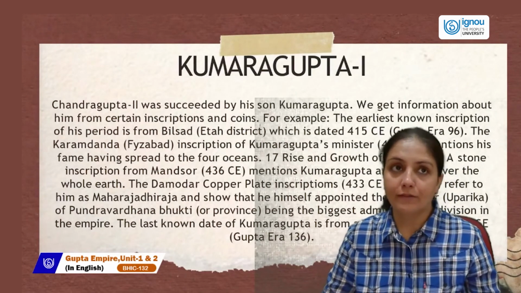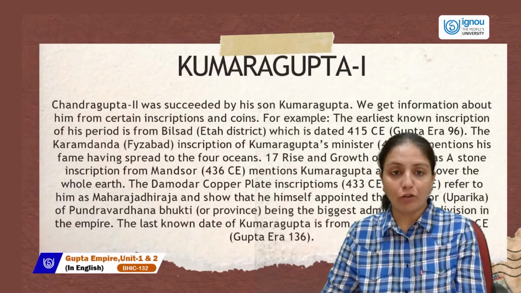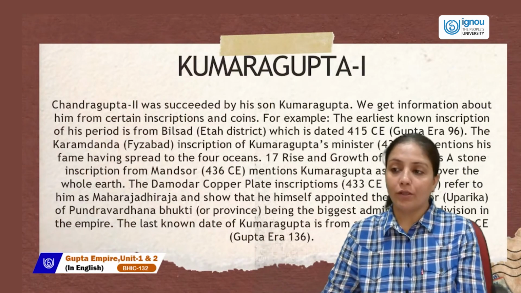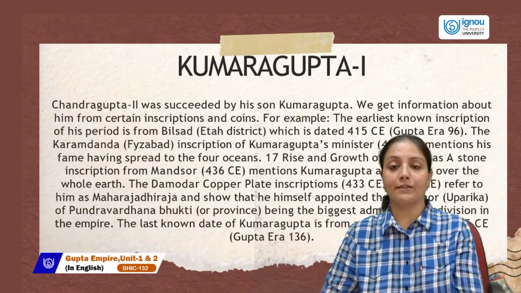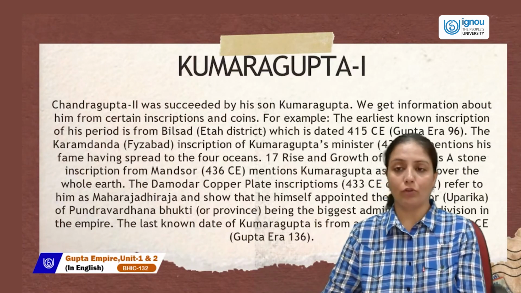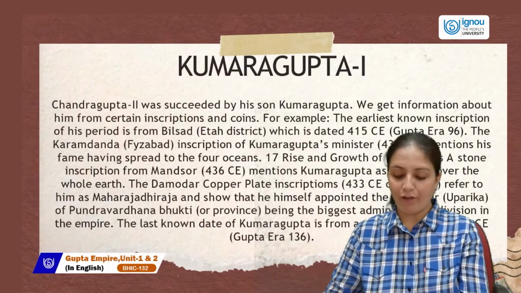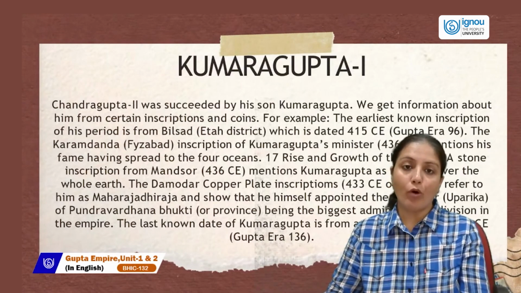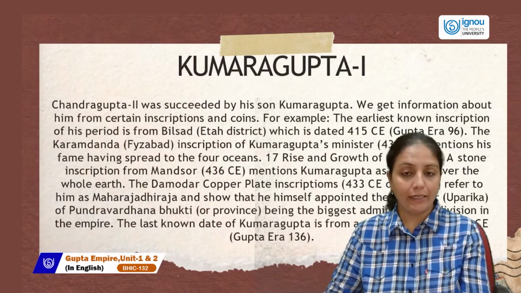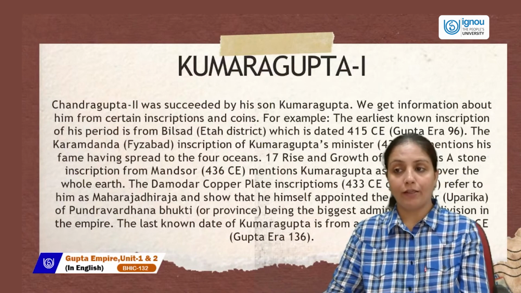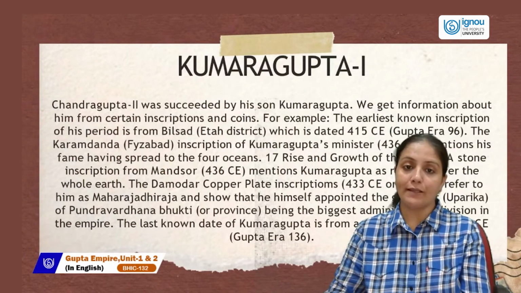Samudragupta was the son of Chandragupta I, and Kumaragupta was the son of Chandragupta II. This means Kumaragupta was the brother of Prabhavati Gupta, whom we have discussed earlier. We get information about him from certain inscriptions and coins. If we are studying an important ruler or dynasty, first of all we should collect evidence from which we get information about that particular king.